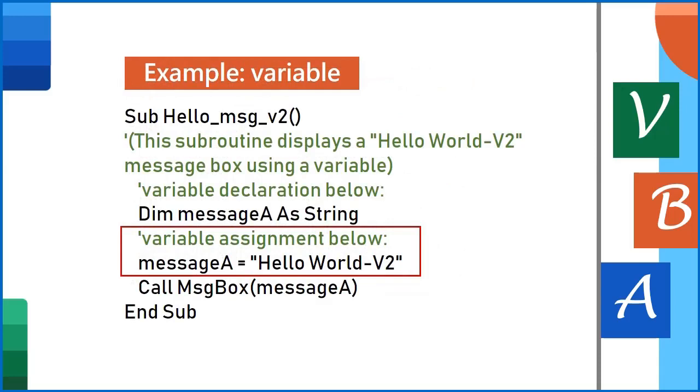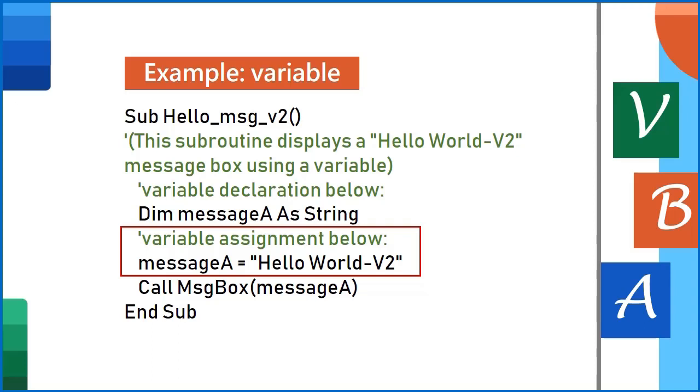To assign a value to a variable of a specific data type, the equal sign is used, followed by the desired value. For instance, the line message A equals Hello World v2 is a variable assignment that stores the string Hello World v2 in the variable message A. As mentioned earlier, the value assigned to a variable should align with the variable's previously declared data type. For example, if the variable is of type string, a text value enclosed in quotation marks should be assigned. Finally, the line call MsgBox message A displays a message box with the content of message A.